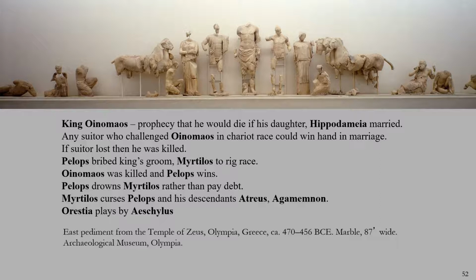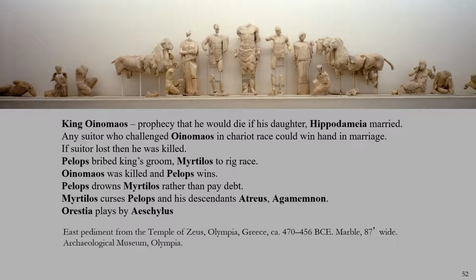But this guy, Pelops, bribed the keeper of the king's horses, the king's groom, Myrtilos, to rig the race. The king was killed, and Pelops wins. But then, instead of paying his debt, Pelops drowns Myrtilos. He drowns the groom. And because of this, a curse is put on Pelops and his descendants, which leads to generations of tragedy. And this was written in a play that you might have had to read for your English classes, or a series of 3 plays, the Oresteia saga by the Greek playwright Aeschylus.